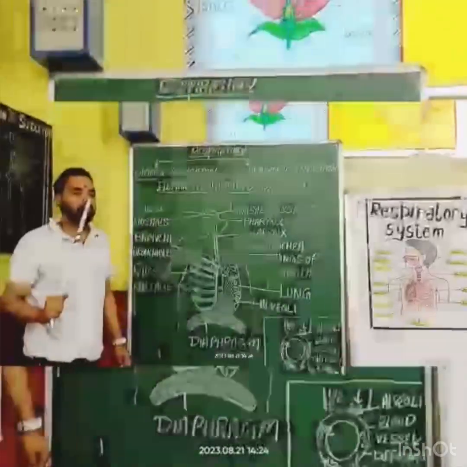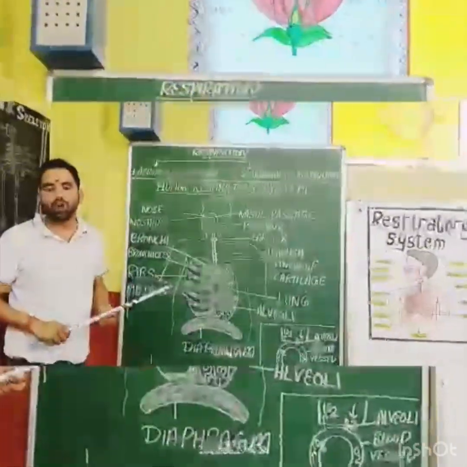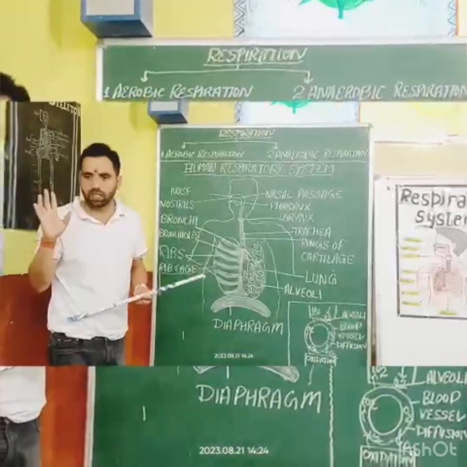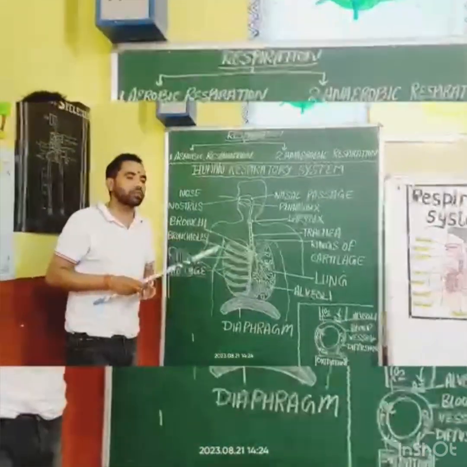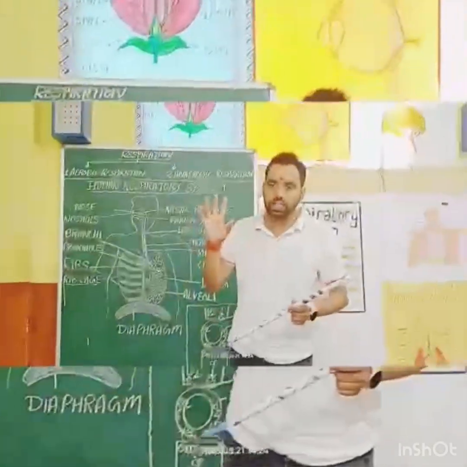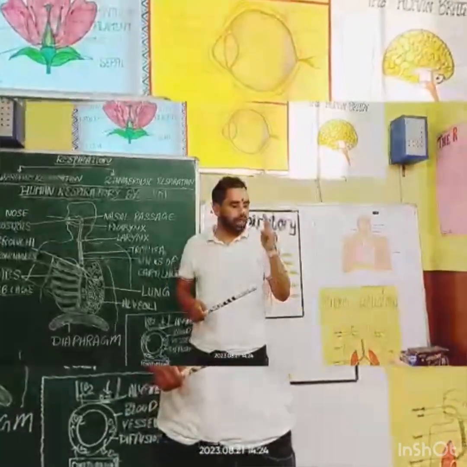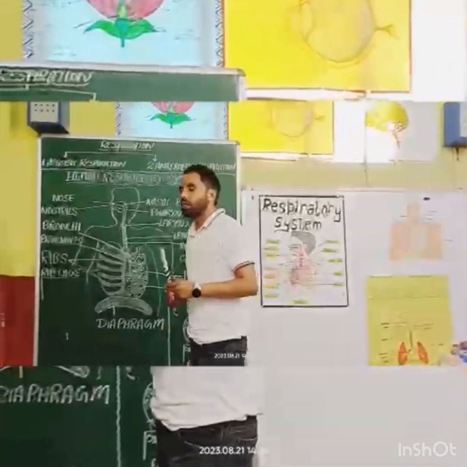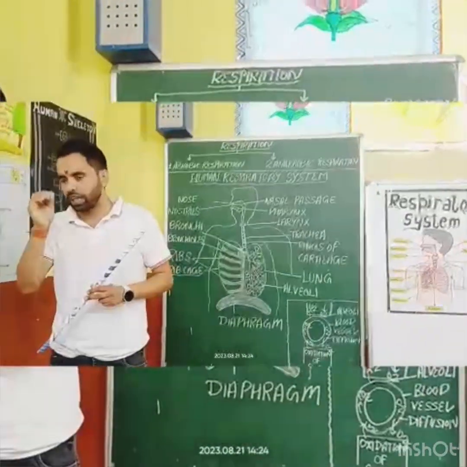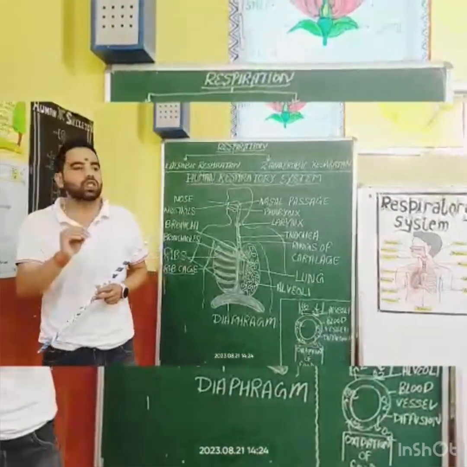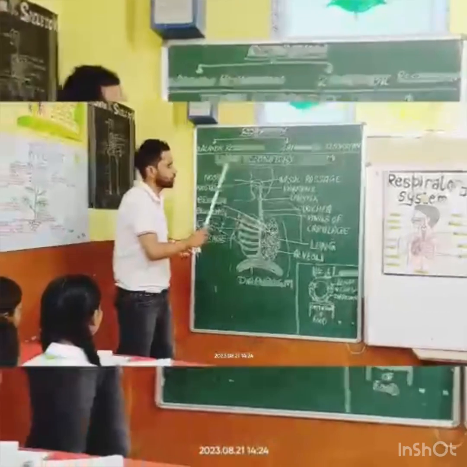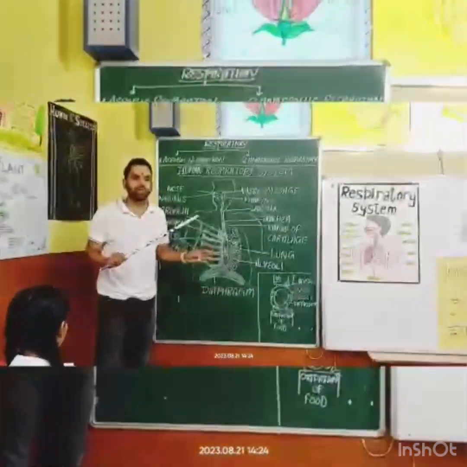Our nasal passage has the presence of two things. First one is mucus, second one is hairs. These two things help in the prevention of entry of dust or dirt particles in our body. They also trap the microbes. Understood? Sir, what is the function of hairs and mucus?